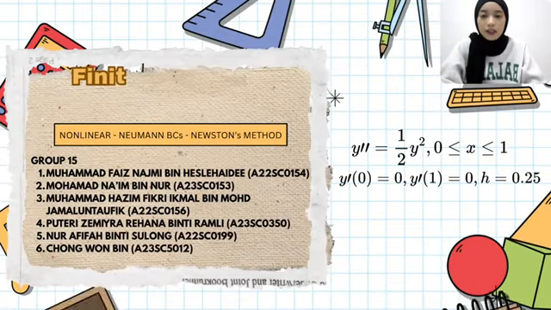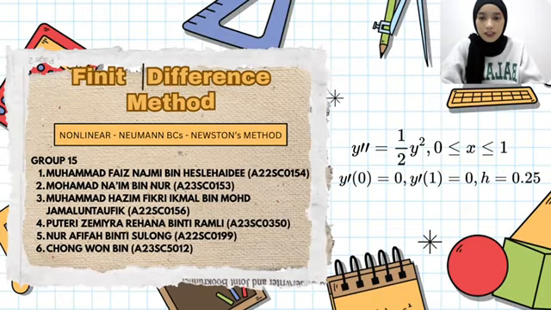Hello everyone. In this video, Group 15 will be presenting on the finite difference method, focusing specifically on how we solve a nonlinear ordinary differential equation subjected to Neumann boundary conditions. To successfully handle the nonlinearity of this problem, we will be implementing Newton's method to solve the resulting system of equations. As displayed on our cover slide, the specific second-order boundary value problem we are investigating is y double prime equals 1 over 2y squared.